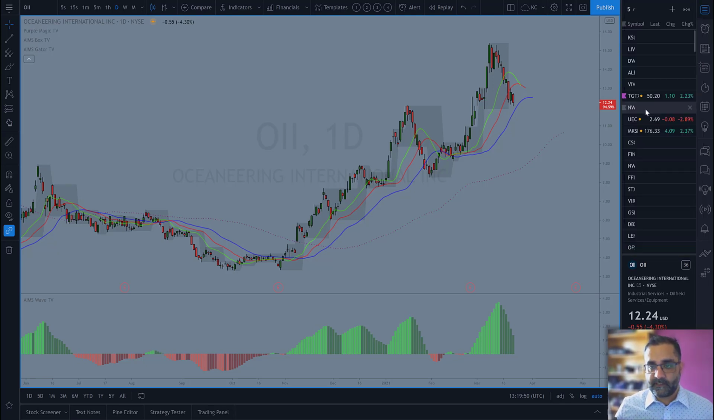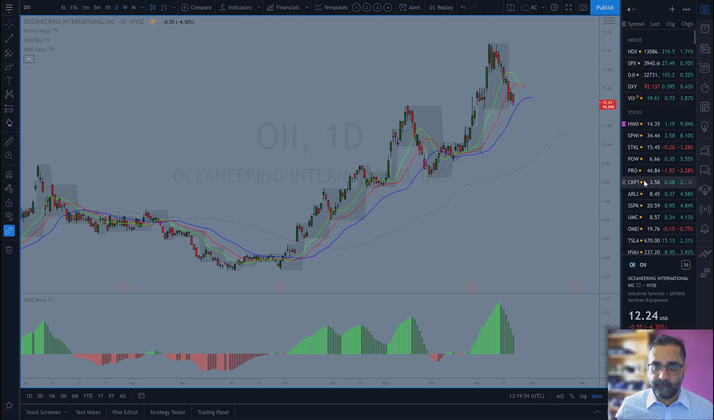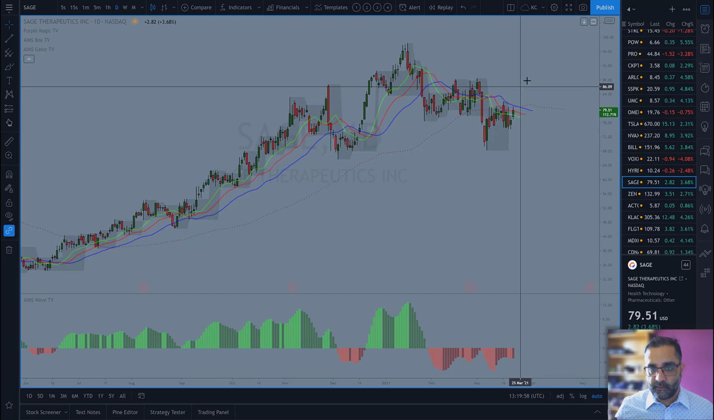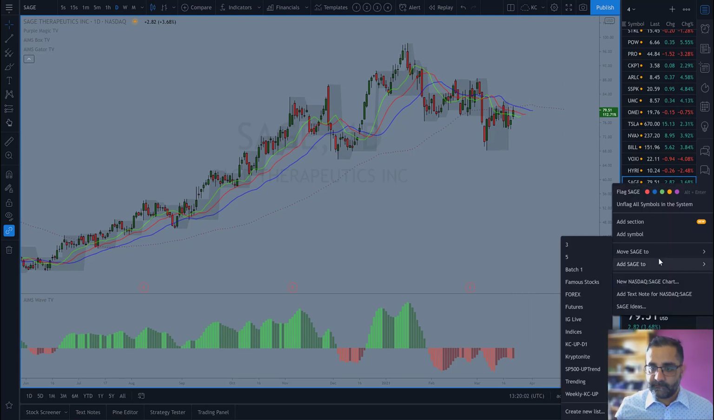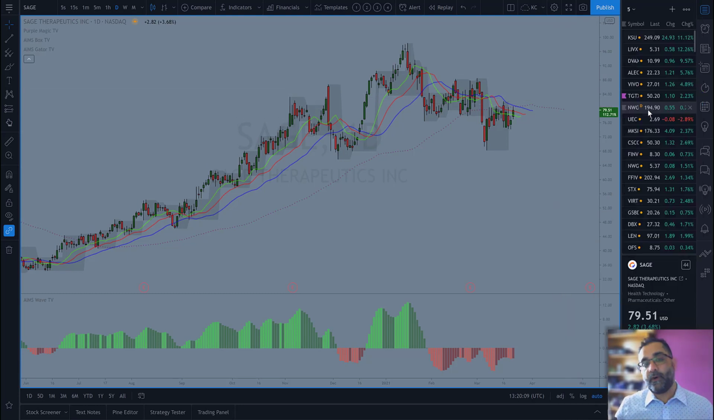So let's suppose I have a stock that is in wave 4, and I find it here, and then from this point onward it starts moving and it goes into wave 5. Then I would right click on it and move it to 5, because then that stock would be in wave 5.